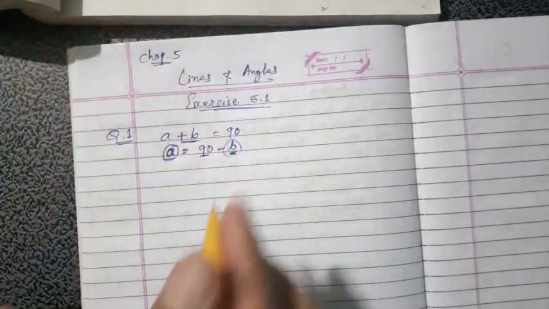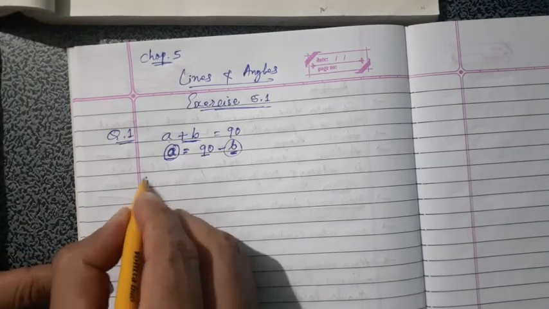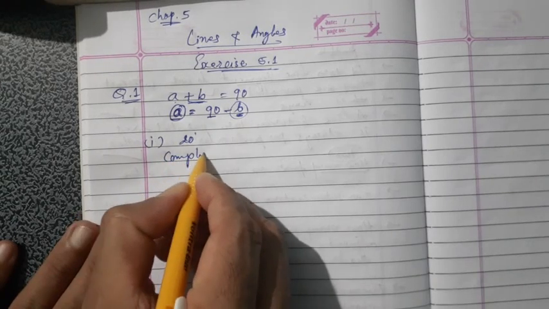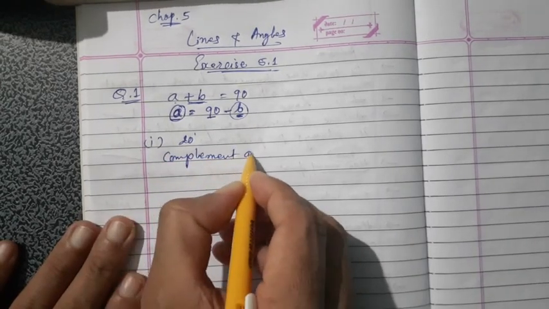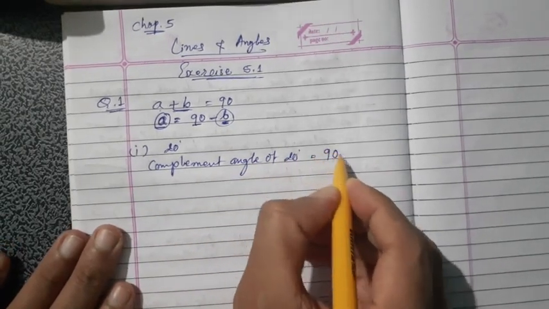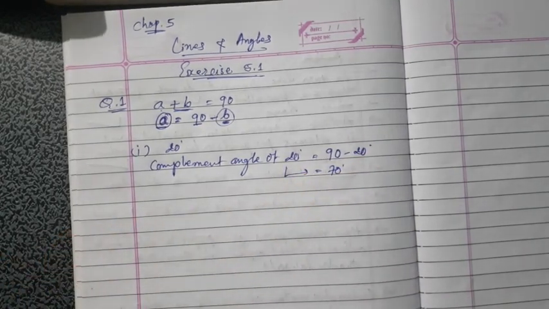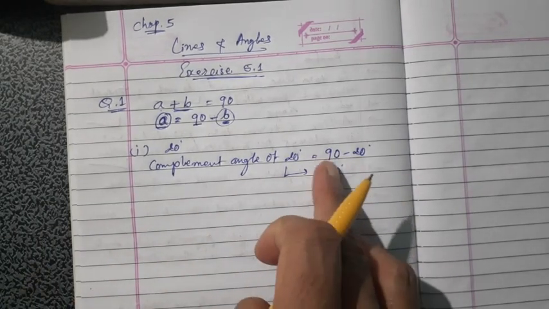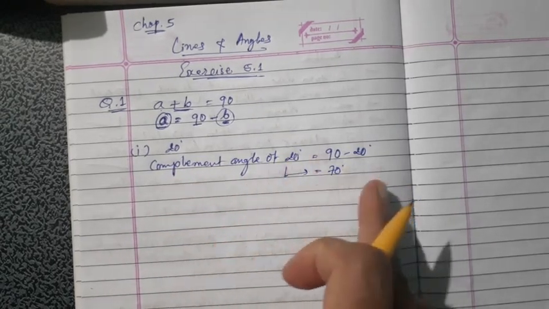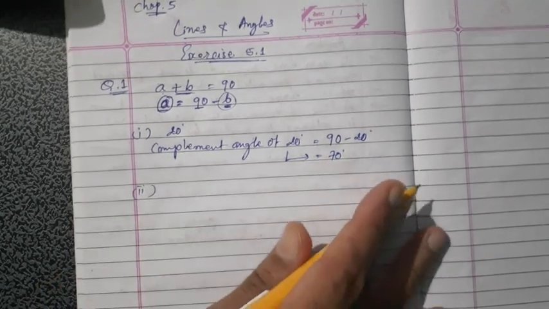So same here, question number 1, find the complement angle in the first one. That is 20 degree. So you just write down, complement angle of 20 degree equals 90 minus 20 degree, that is 70 degree, because we know that the total of two angles is 90 if they are complementary, and one measurement is given, so the second one is 90 minus the given measurement. Okay, same in the second one, that is 63 degree.